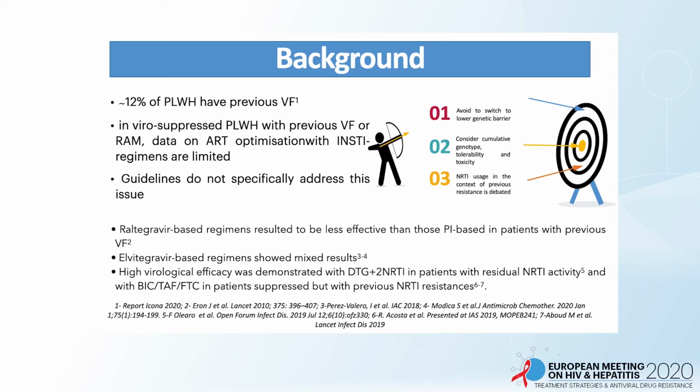Raltegravir-based regimens were less effective than PI in patients with previous virological failure, while for elvitegravir-based regimens we have some mixed results in the same context. High virological efficacy was demonstrated with dolutegravir plus 2 NRTI in patients with residual NRTI activity, and also with bictegravir, tenofovir alafenamide, and FTC in patients virologically suppressed but with previous NRTI resistances. Few data are available for the other INSTI-based options.